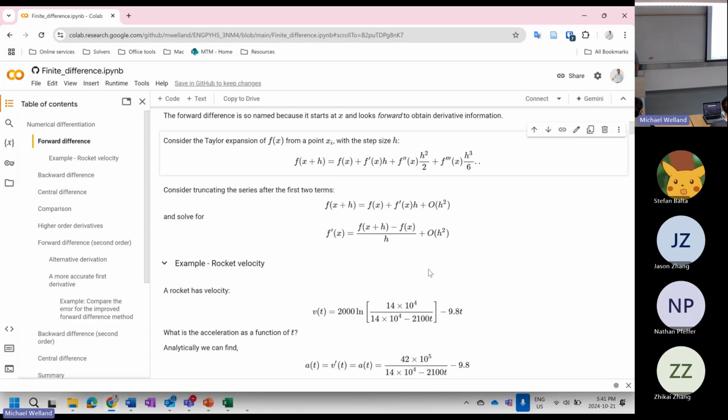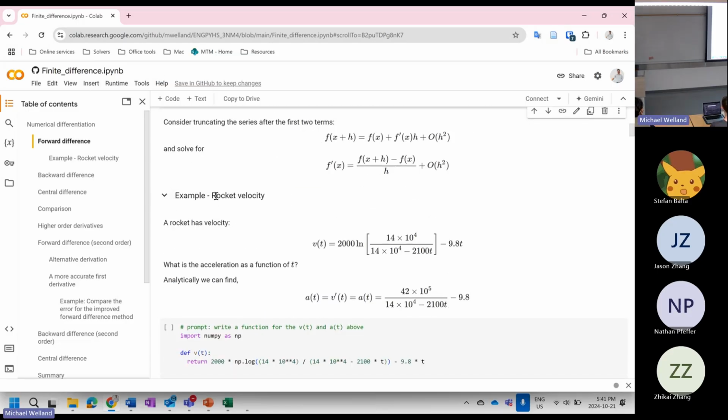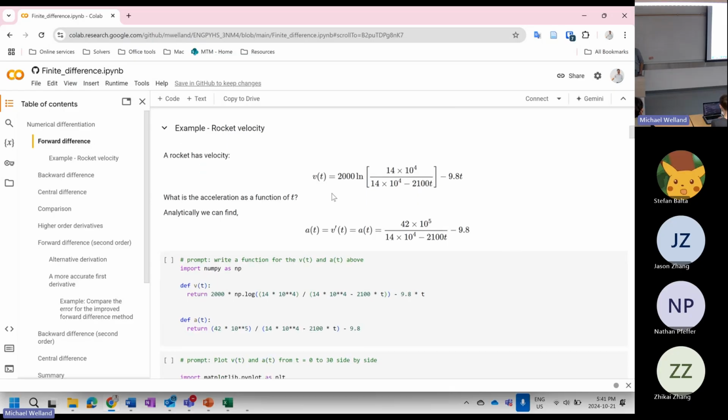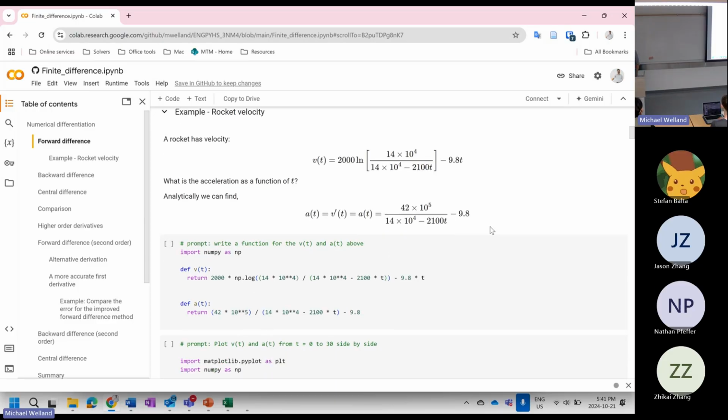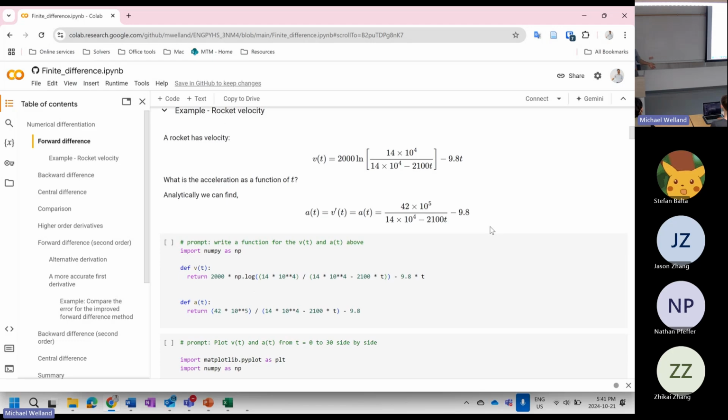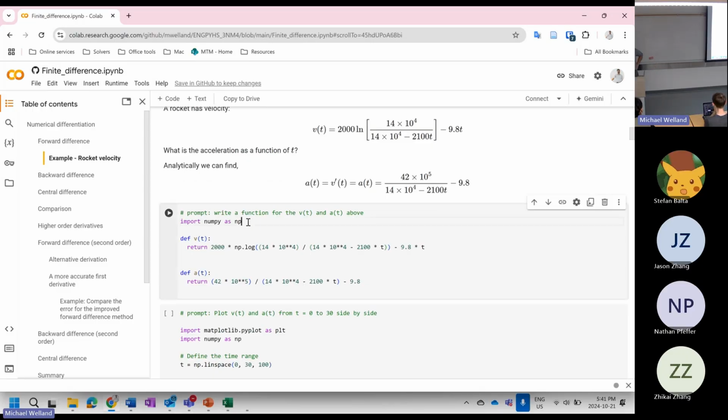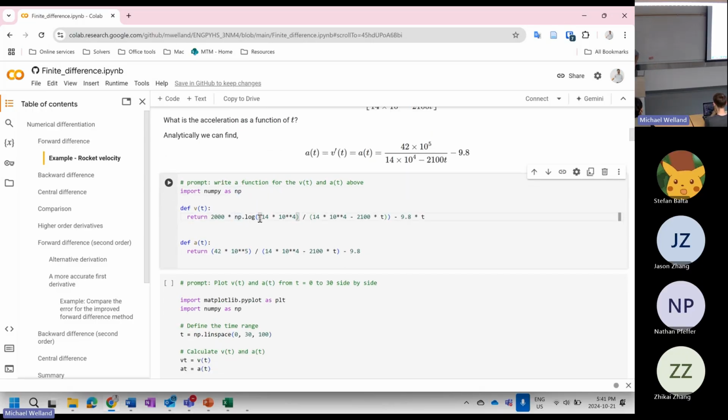That's the whole point. I'm going to be using this example of rocket velocity to illustrate some of these topics. So here's the equation for the velocity of a rocket, and we want to know what the acceleration is as a function of time. Analytically, because we have the analytical form, we can just do that, right? But the whole point is to work it out numerically, and we want to compare it to the analytical answer. Excuse me. Okay. So here is the function definition. Yes, I trust it.